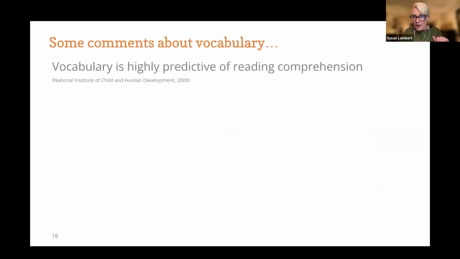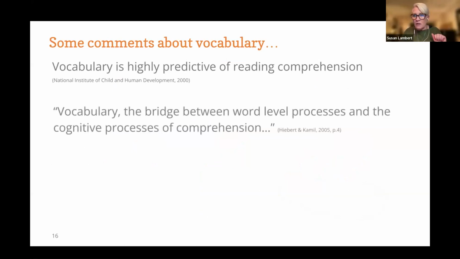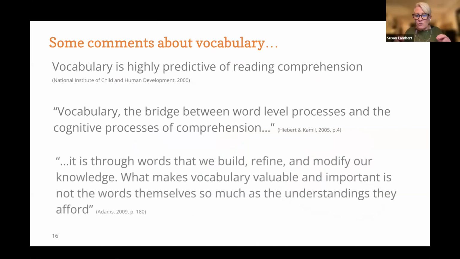So some comments about vocabulary. We know it's highly predictive of reading comprehension. When you know the words in the passage, you can comprehend that passage better. It's really the bridge between knowing how to pronounce and read the word and this more cognitive process, or learning process, of comprehension. And it's through words that we actually build, refine, and modify our knowledge. And so what makes that vocabulary valuable isn't just the words in isolation, but the understandings that they unlock. Think again about that word spring, right? If you think of a content area that's associated with it, that's the idea here.